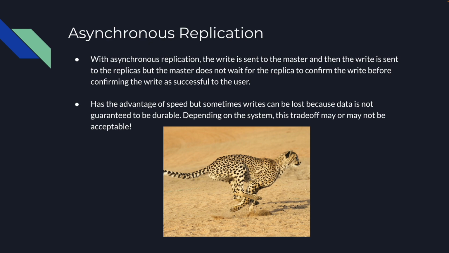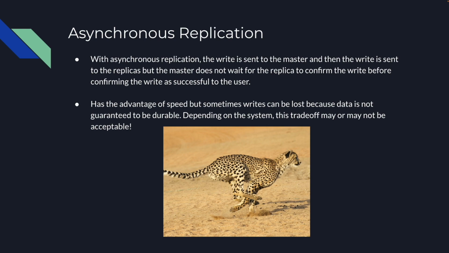To solve this, we have something that's called asynchronous replication. With asynchronous replication, the write is sent to the master, and then the write is sent to the replicas, but the master will not wait for the replica to confirm the write before it confirms the write as successful to the user. It will send the data to the replica, and it will say, okay, it's been sent. I don't know what's going to happen to it. I don't care. I've stored it on my database local copy.